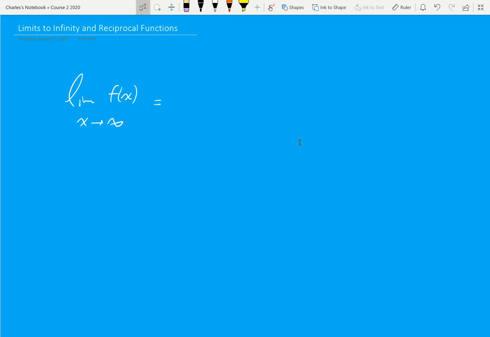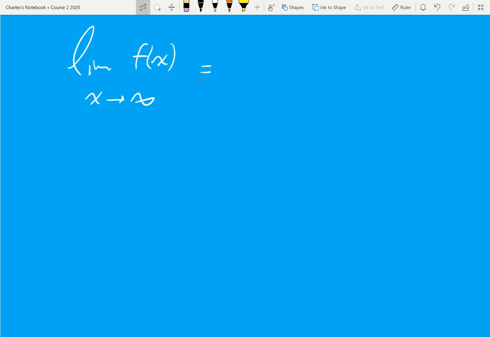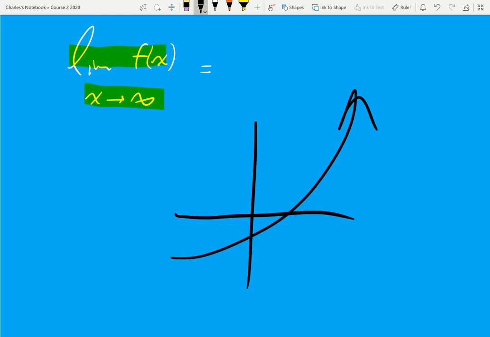And the way you'll see this written, this is terminology that we've been over, but only a little bit. What's the limit of f of x as x goes to infinity? The limit of f of x as x goes to infinity means what is the function doing as, remember this is x and this is y, as x goes further and further to the right, what is y doing? And in this case, if this were the function, it's going up, so the limit would be infinity.